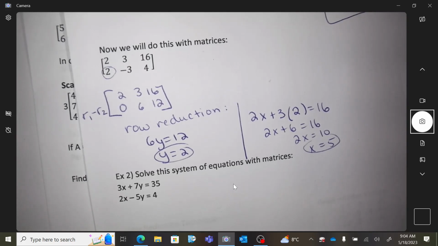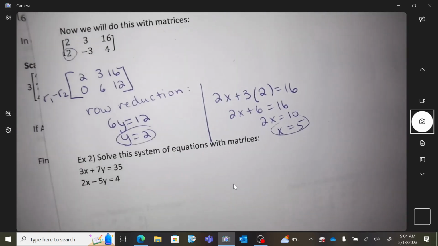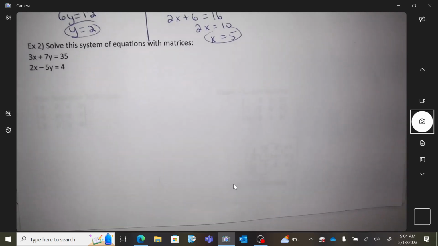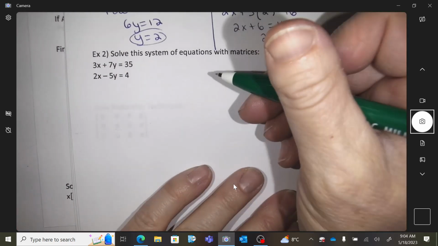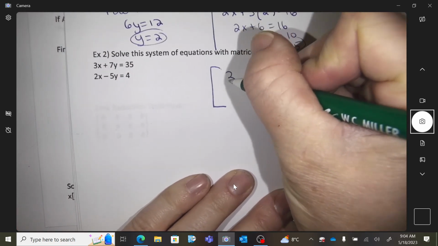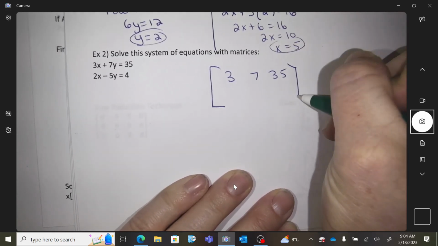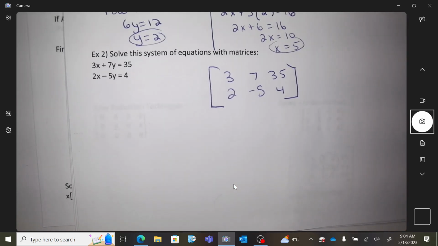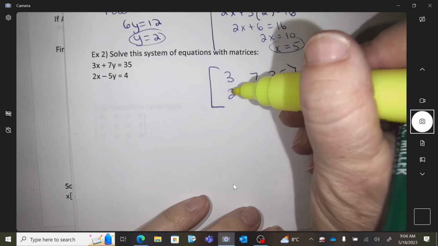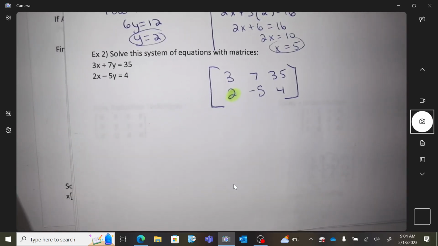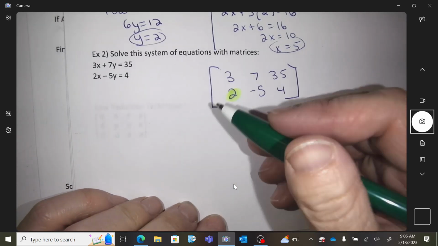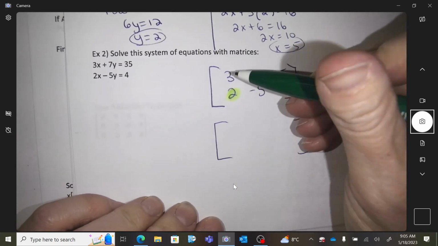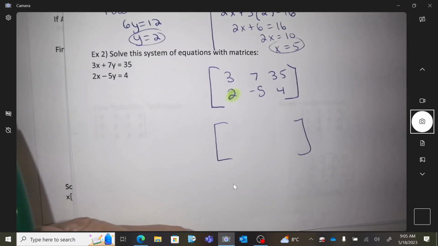Okay, so let's try this one using a matrix. So if you set it up, it should read 3, 7, 35, 2, negative 5, and 4. Okay, so I'd like to get rid of that one. How do I get rid of that? Because I can't just do 3 plus 2 or 3 minus 2. That's not going to work.